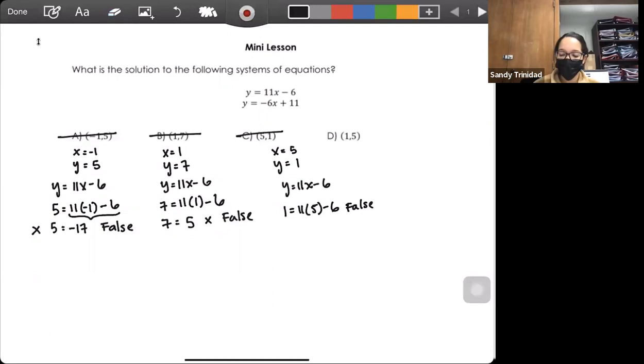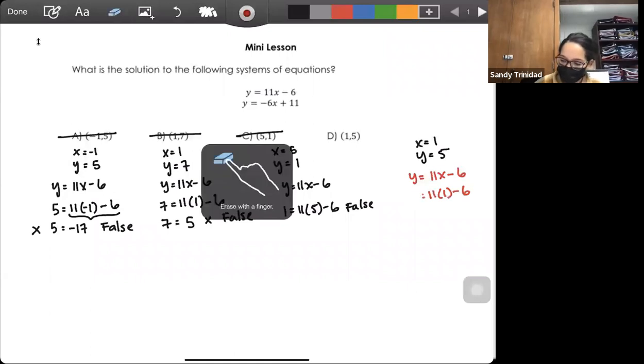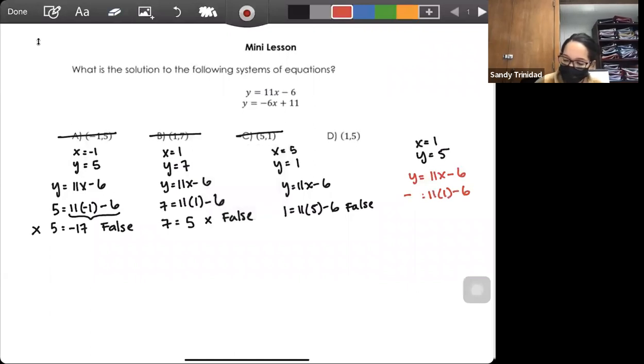So now we go on to the last point. I have 1, 5. So I have x is equal to 1 and y is equal to 5. I'm going to try the first equation, and I'm going to do it in two colors. So I have y equals 11x minus 6. So I have 5 equals 11 times 1 minus 6. 11 times 1 minus 6 is definitely 5. So far it works, right?